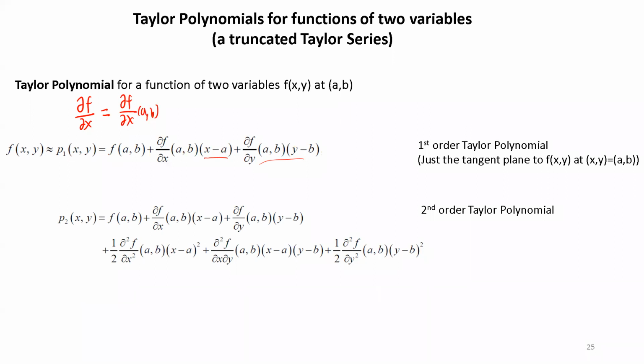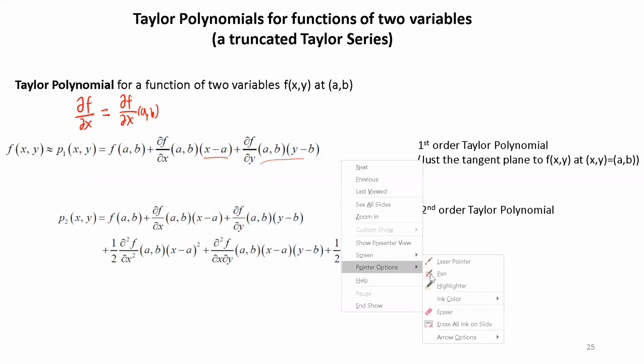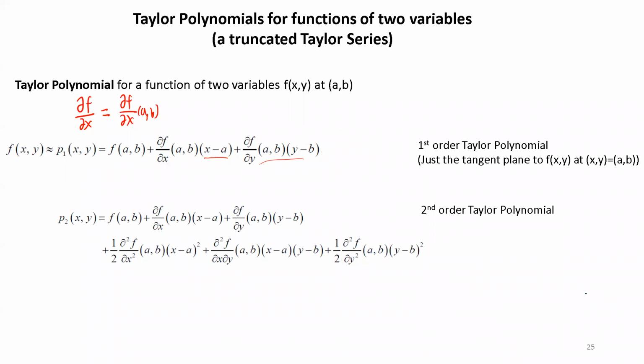So this polynomial also gives me the correct value of partial f partial x at (a, b). Similarly, this polynomial also gives me the correct value of partial f partial y at (a, b). And if you go to the next order term, the strategy is again to require that this polynomial gives me correct values of the following.